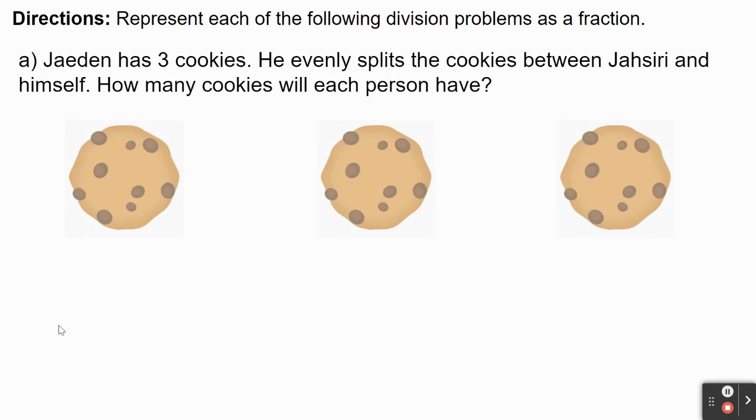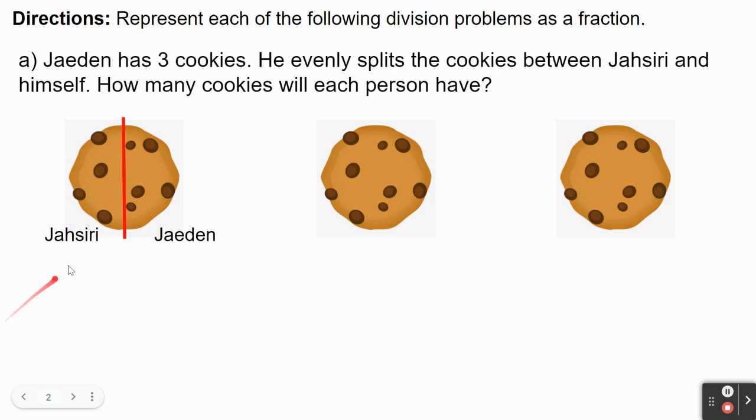Well, first let's represent these 3 cookies. We can't evenly share these 3 cookies between 2 people, but what we can do is cut each cookie in half so each person will get half of a cookie. We can do that for this first one, where Jossiri will get this half on the left and Jaden will get the half on the right.